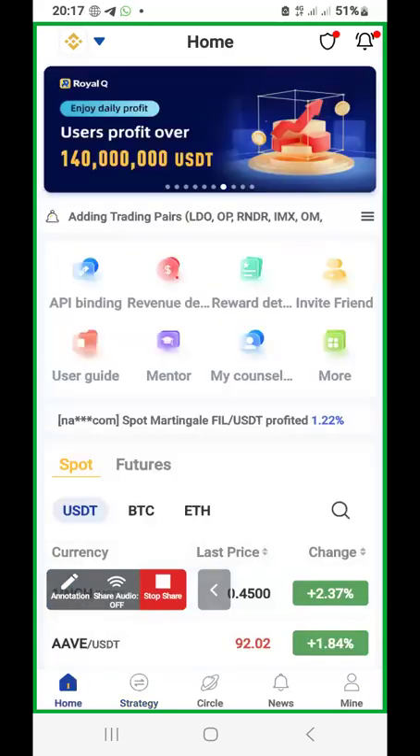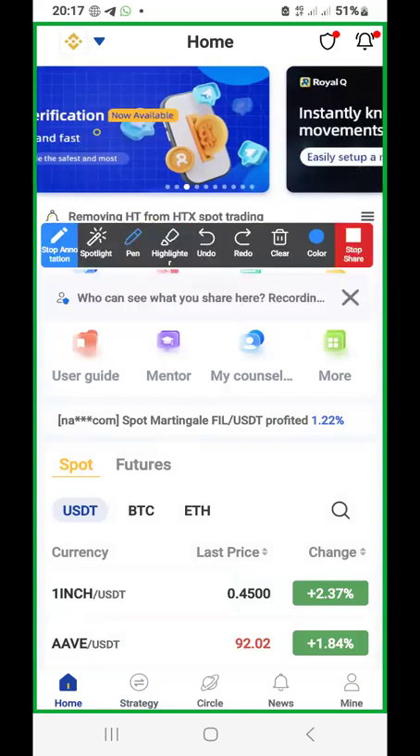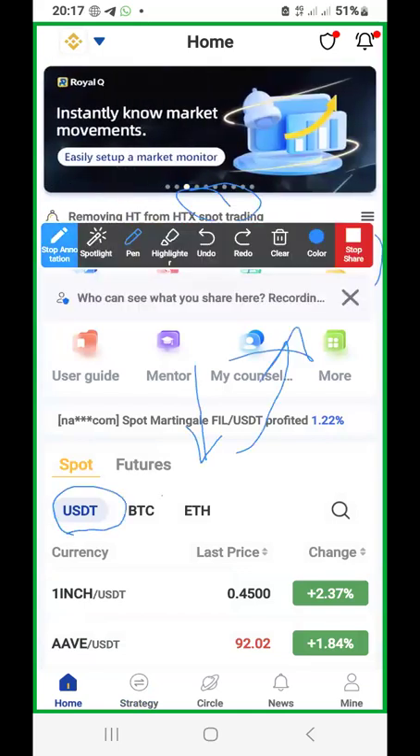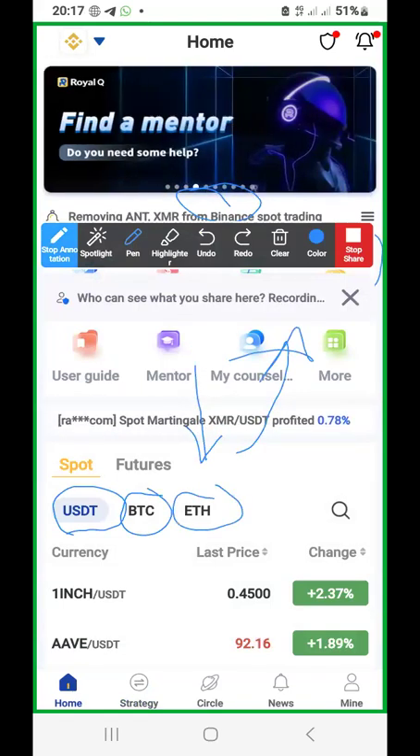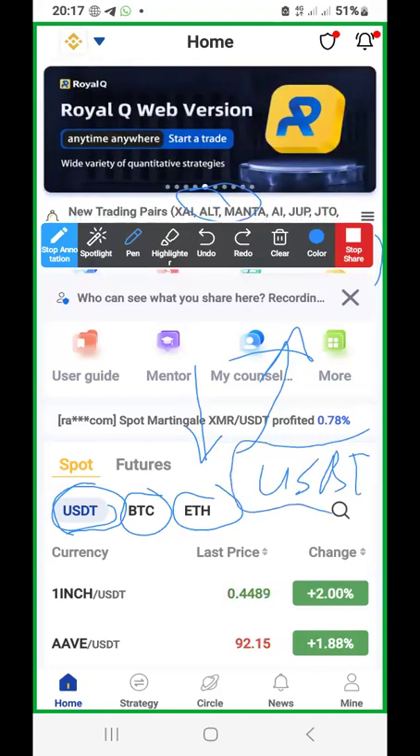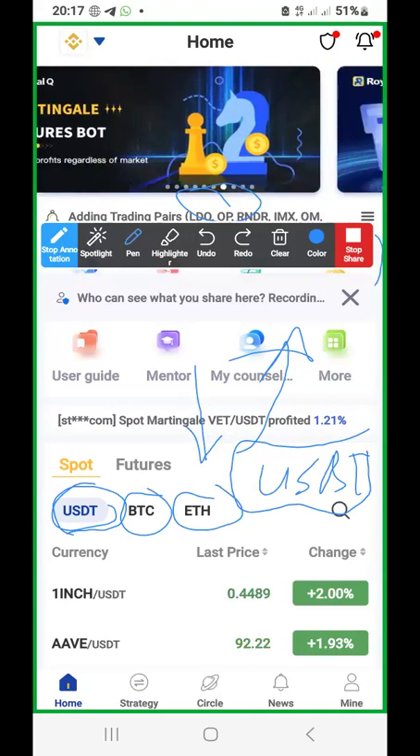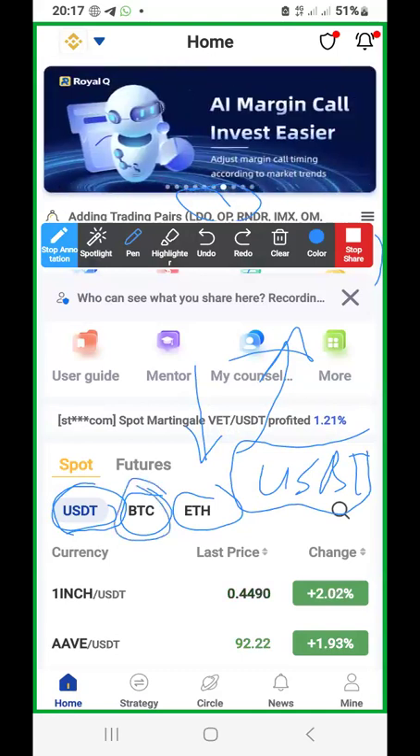Now, let me come back to the homepage. In the spot market, we have three markets in which you can trade: the USDT market, the BTC market, and the Ethereum market. Now, what does it take for you to trade in the USDT market? You only need USDT. So you use USDT to trade other coins. What do you need to trade in the Bitcoin market? You only need Bitcoin. You'll use Bitcoin to trade other coins.